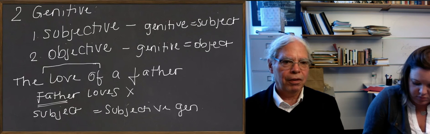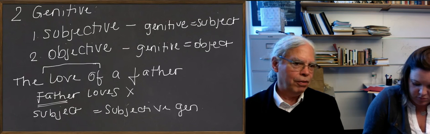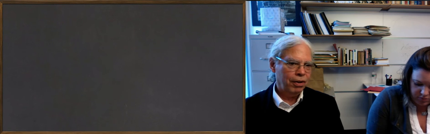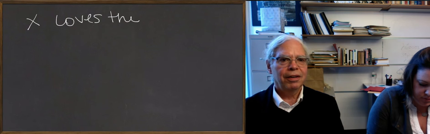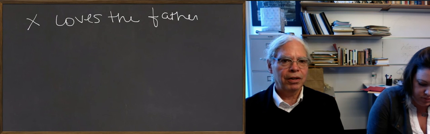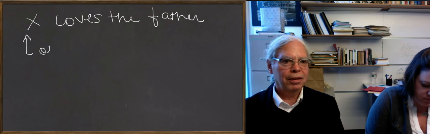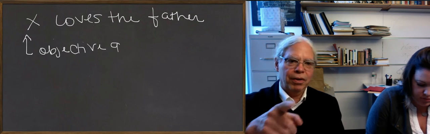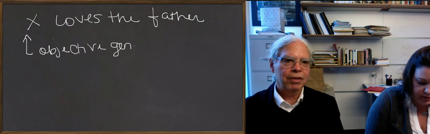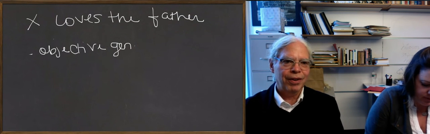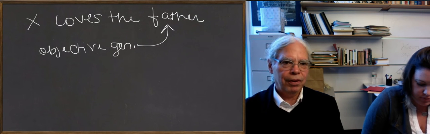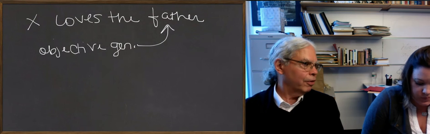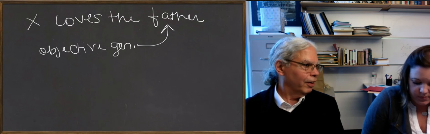If it's the love of the father, it's somebody else loves the father. So it's X loves the father as the underlying genitive. That's an objective genitive. Objective genitive because the father is the noun in the genitive. Yeah, I think you want to make the arrow to the father. Objective genitive. The father is the object of the underlying sentence. Is it clear? Okay.